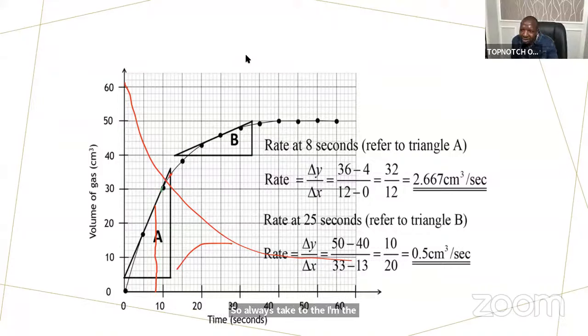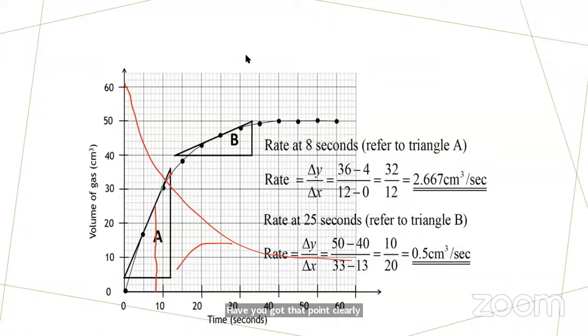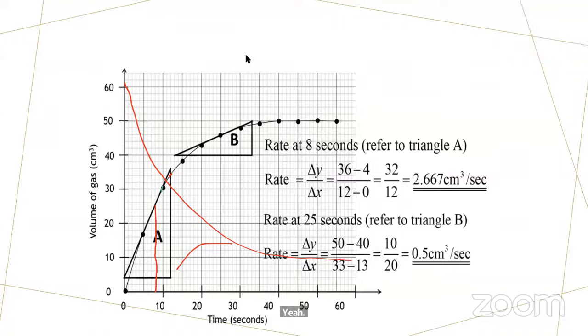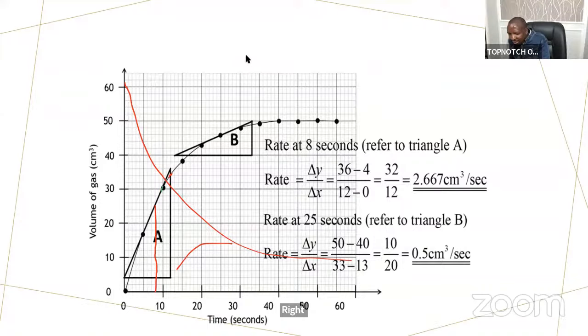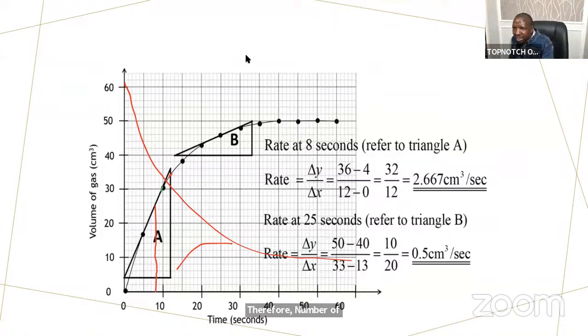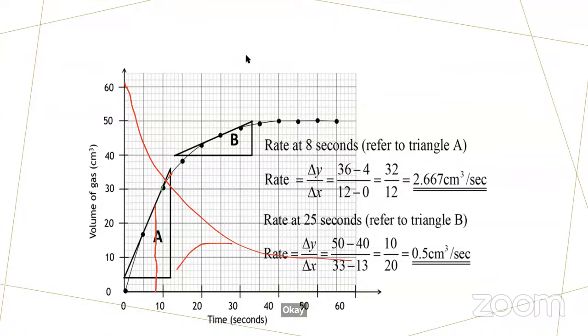So I've said at 25 seconds, it's just the opposite. Some of the reactants have been converted to products. Have you got that point clearly? I want you to be keen so that you follow it with me. At 25 seconds, some of the reactants have been converted to products. Therefore, fewer reacting particles, leading to fewer effective collisions. I think you are clear now?